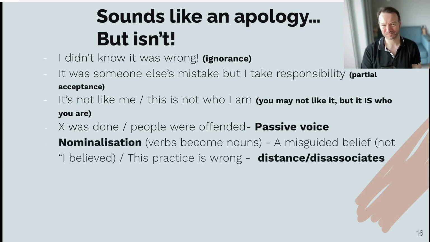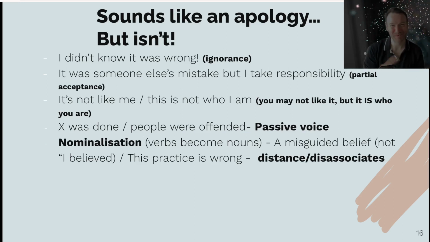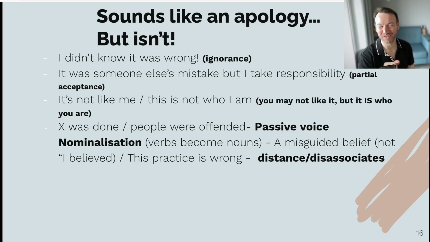All right, next up. Something called nominalization. This is where verbs become nouns. So, for example, phrases like a misguided belief. So not I believe, but a misguided belief. Or this practice is wrong. So again, like passive voice, this is creating a distance between the person who did the action and the actual action itself. Okay, so nominalization is creating that distance.